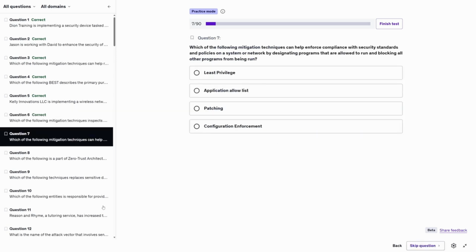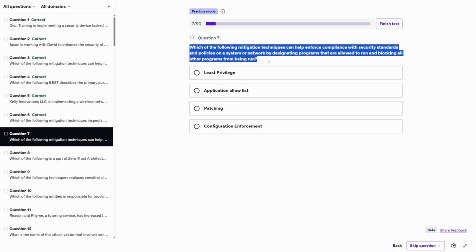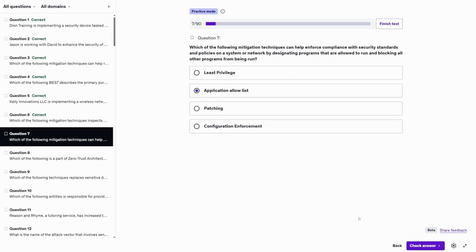All right, question 7. Which of the following mitigation techniques can help enforce compliance with security standards and policies on a system or network by designating programs that are allowed to run and blocking all other programs from being run? This one is kind of a summary of what this question is asking, which is application allow list.